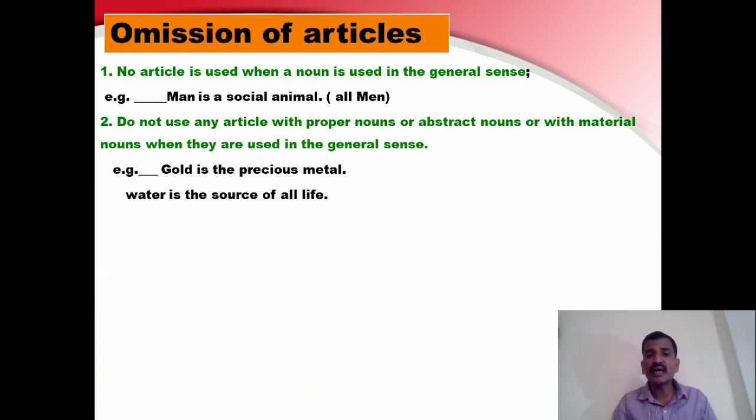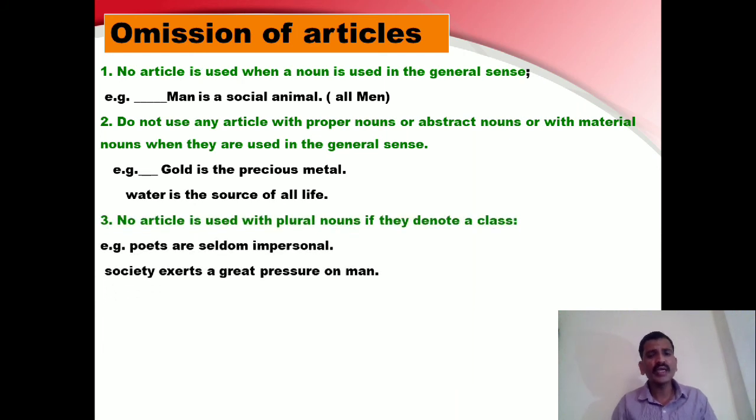Do not use any article with proper nouns or abstract nouns or material nouns when they are used in the general sense. Abstract noun, proper noun: do not use an article. For example, gold is a precious metal. Water is the source of all life. Do not use any article before gold, water, sand, coffee. These are material nouns. Don't use any article.